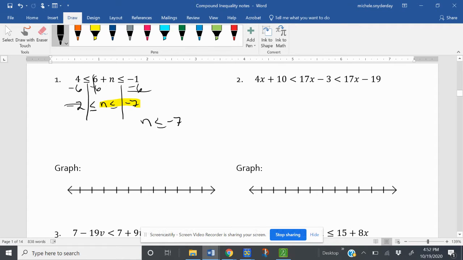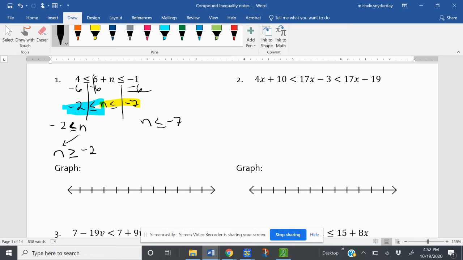The second one, I'm going to have to rewrite. It starts off with -2 is less than or equal to n, but we need n to be in front, so we'll have n come in front. But the open section is facing towards the n, so it still needs to face towards the n. And now I can graph it correctly.